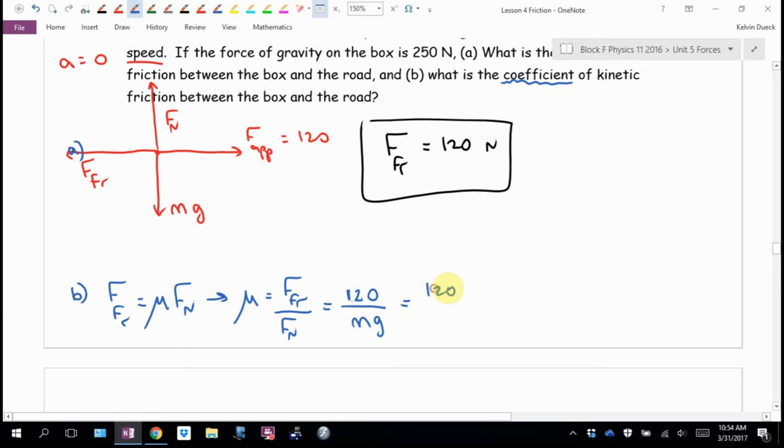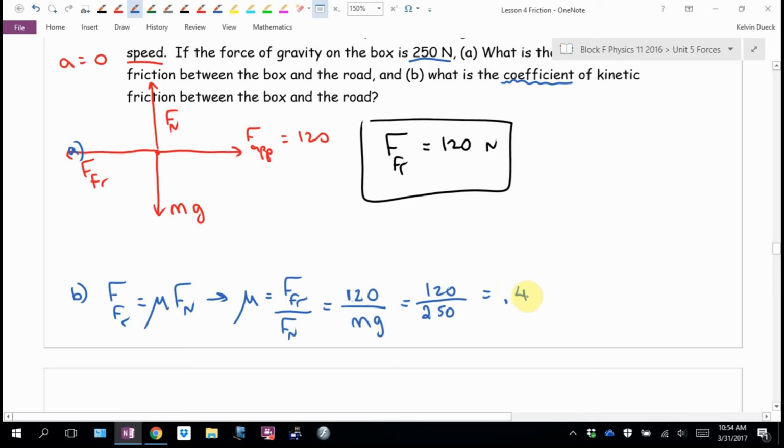Did they tell me the mass? Oh, you know what? Actually, they gave me mg. They told me the force of gravity is 250. They didn't even bother telling me the mass. They just told me the weight, in newtons. What's mu? What's mu with you? What's mu? 0.48? Yeah.